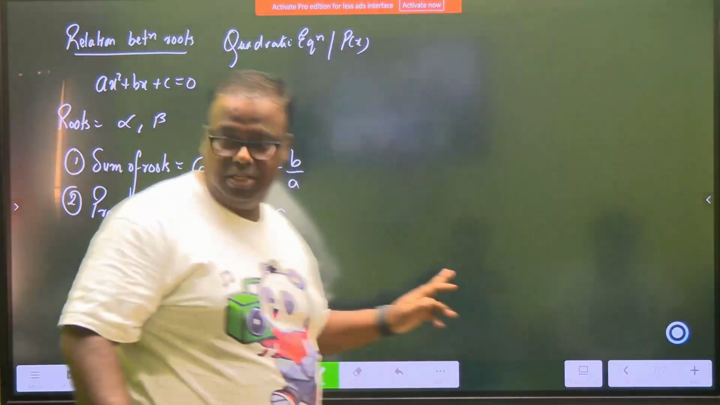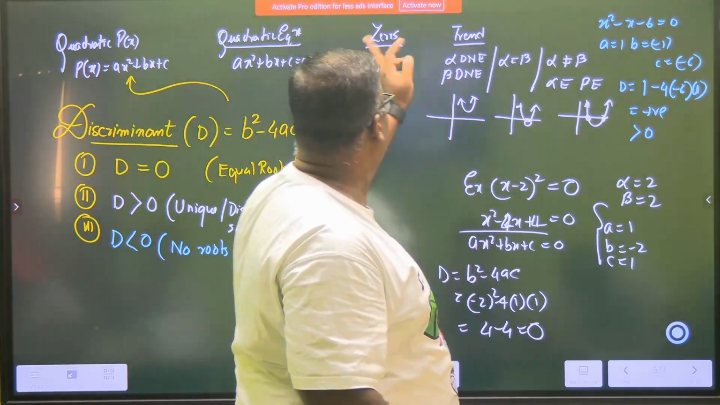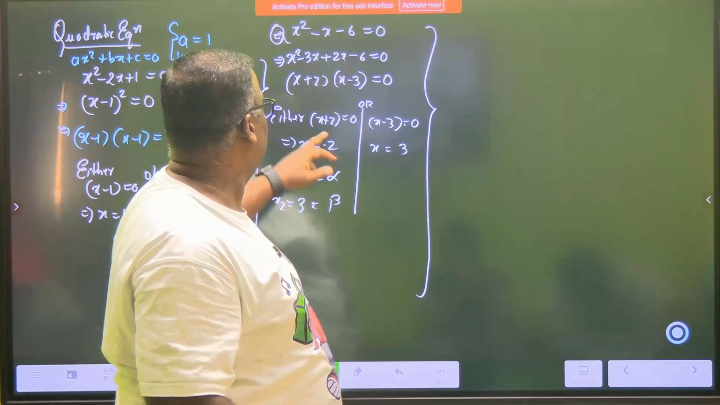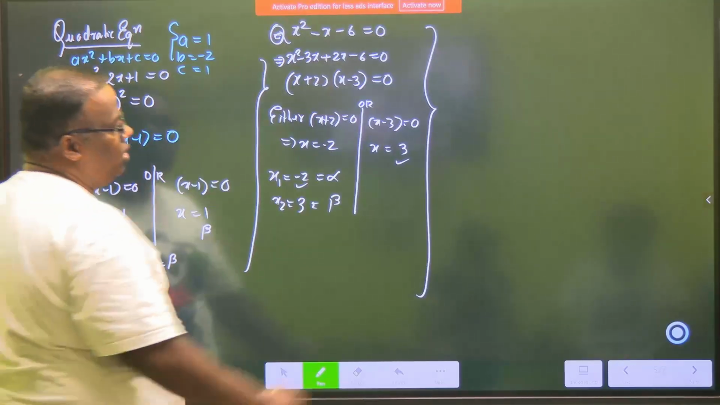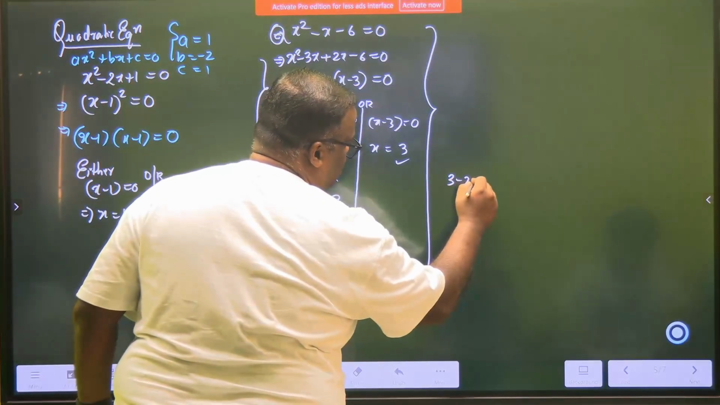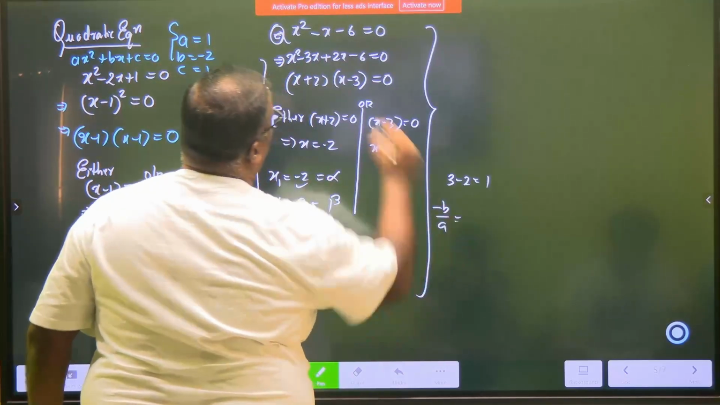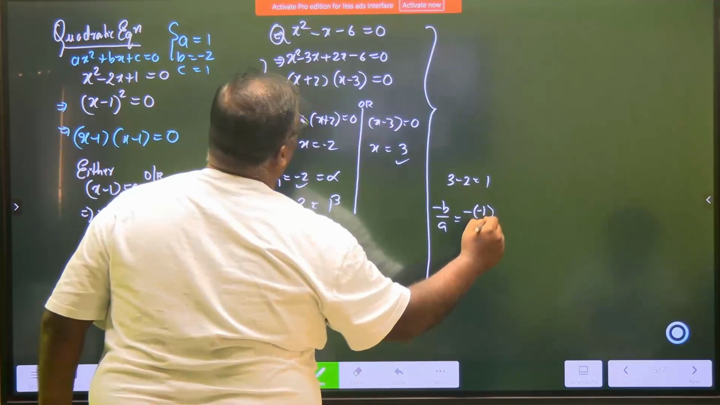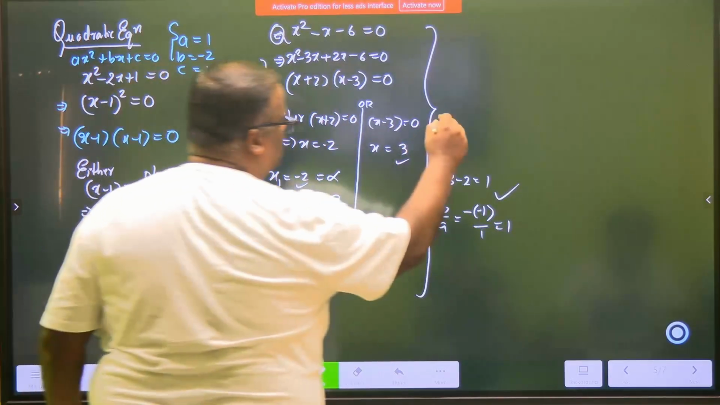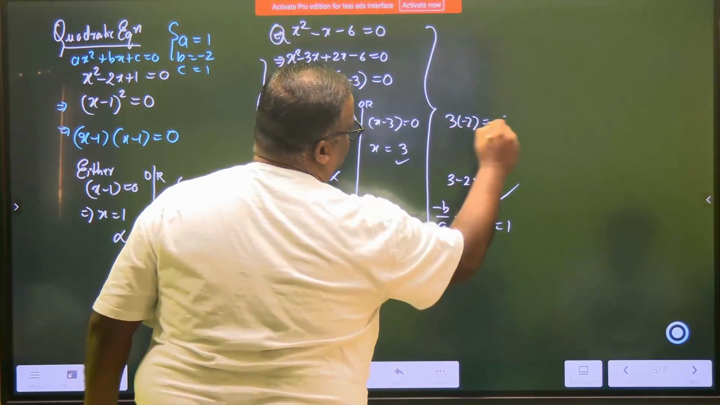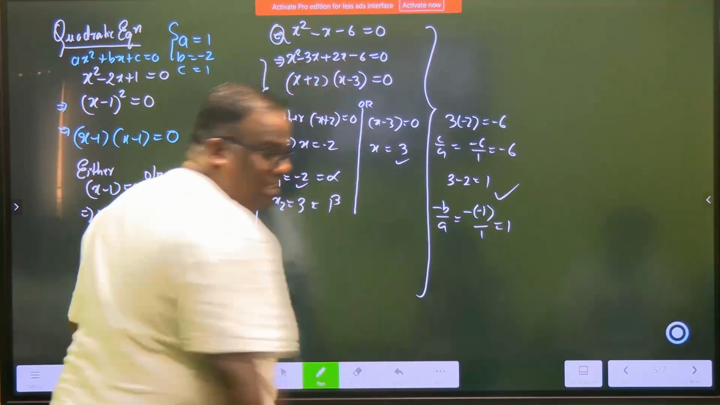Did you understand this thing? It will be applicable for this one also. What were the roots of this particular equation? Just check. The roots were minus 2 and 3. What is the sum of the roots? 3 minus 2 is equal to 1. Let's do minus b by a. Minus b means minus of minus 1 divided by 1, which is 1. Valid. Let's do product of the roots. 3 into minus 2, minus 6. Let's do c by a. C is minus 6 by 1, which is minus 6.